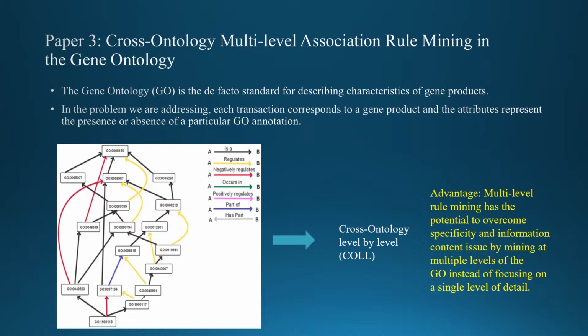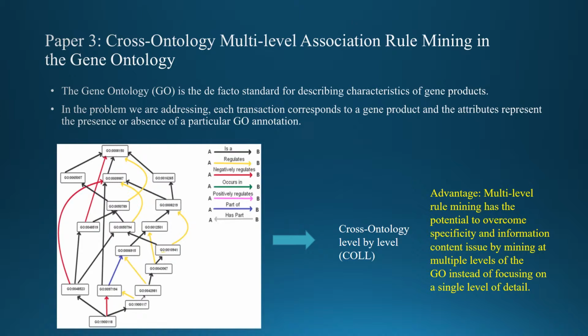So in the current discussion, we address each transaction corresponding to a gene product and their attributes that represent the presence or absence of a particular gene ontology annotation. So this is very much important, and the three sub-ontologies of the gene ontology exhibit different distributions of terms across levels of abstraction in the structure of the gene ontology, and these have been assigned in annotations to different data sets.